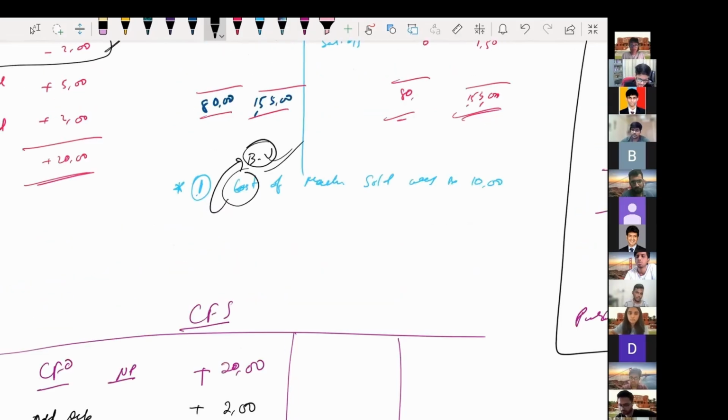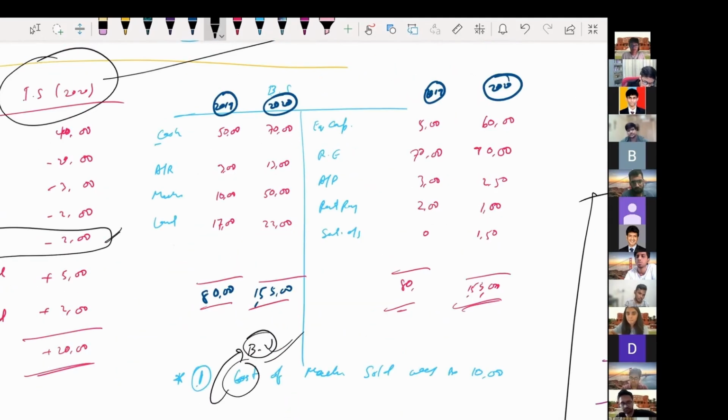Okay, fair enough. Next is gain on sale of machinery. This one is also a non-operating item. This one is an investing item.